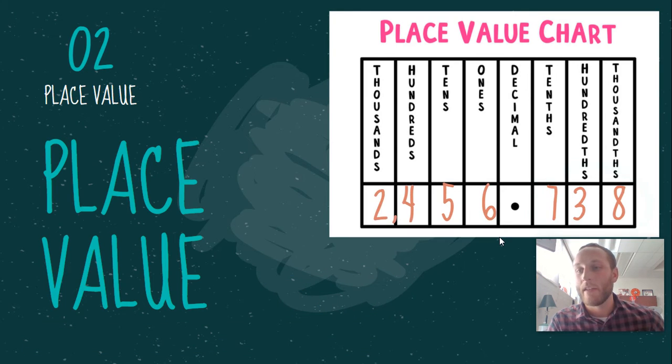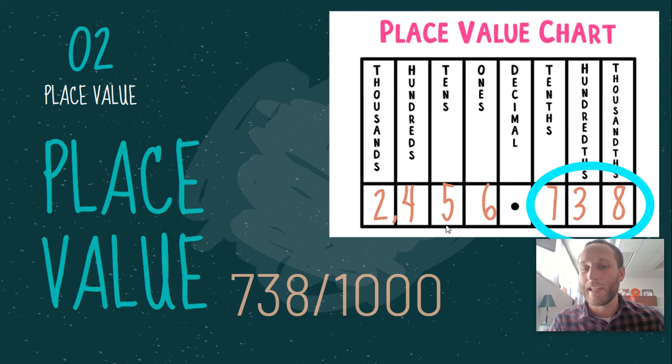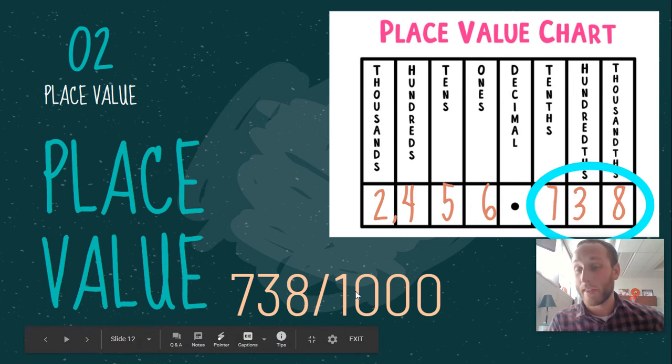If I was looking at all three of these together, 7, 3, 8, that's all to the right of the decimal point. My furthest one over to the right is 8, so we're going to use thousands as our denominator, so 1,000. So this is really like saying 738 over 1,000. So that's kind of how we work with place value here.